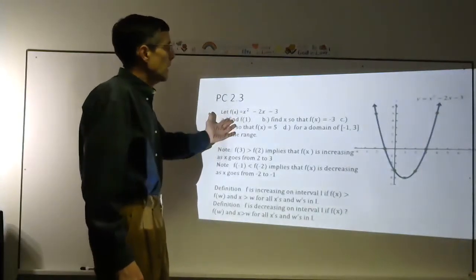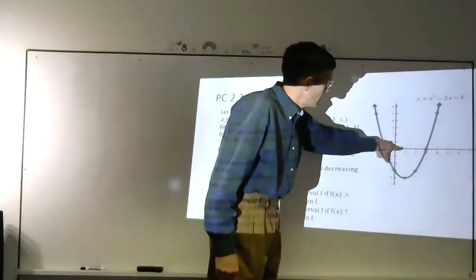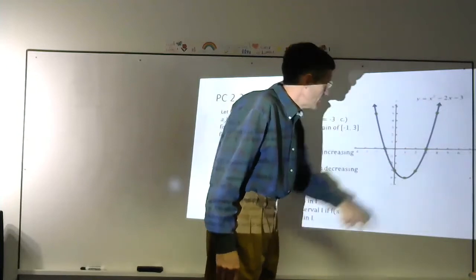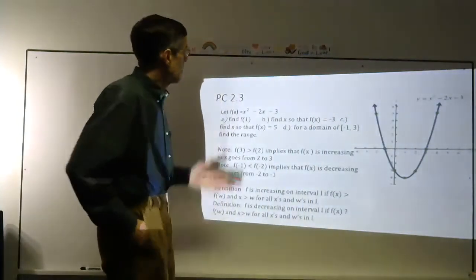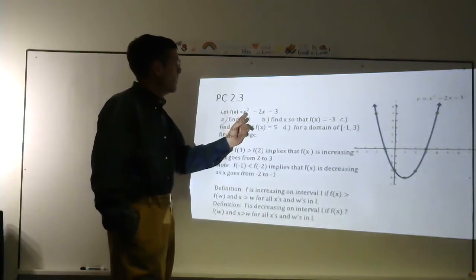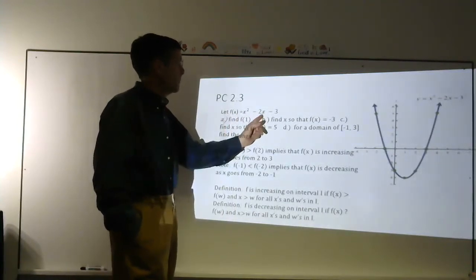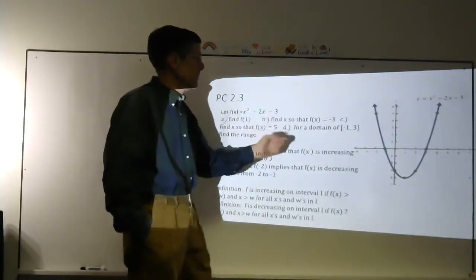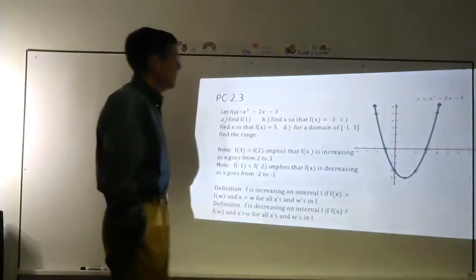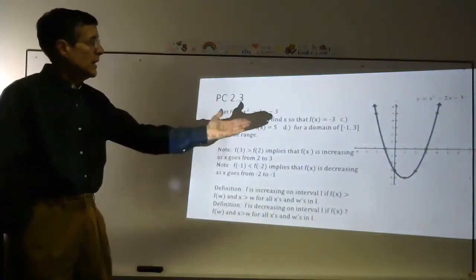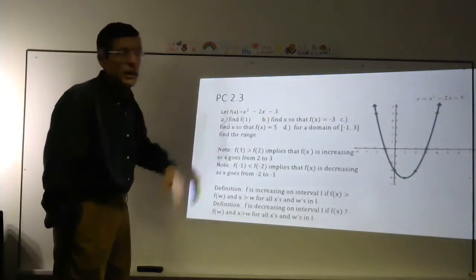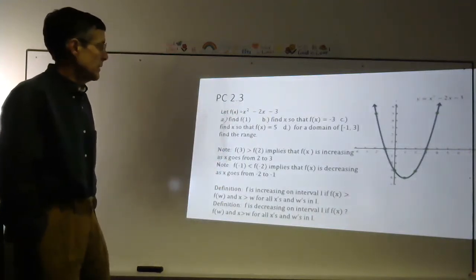Find f of 1. You can look and say, where does 1 go? 1 goes to -4, okay? Or you can put 1 in here. 1 minus 2 is -1, -1 and -3 is -4. So you can find it two different ways. Get -4 from the graph, or get -4 by putting 1 in there.